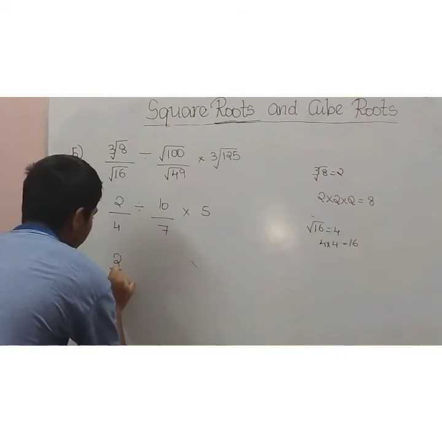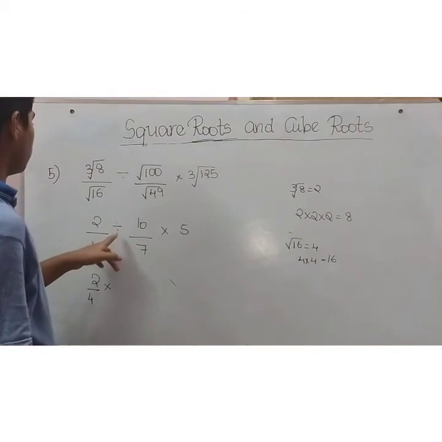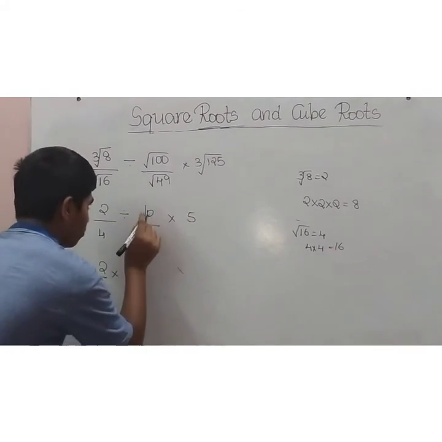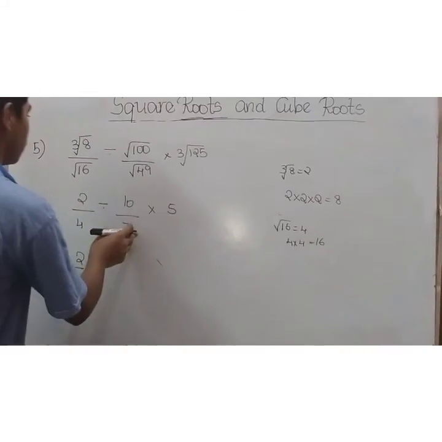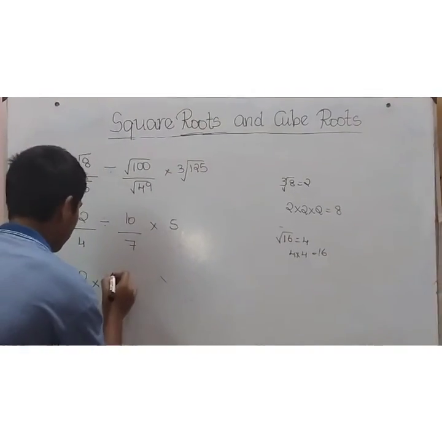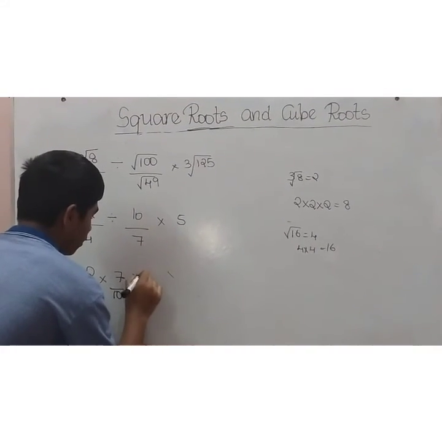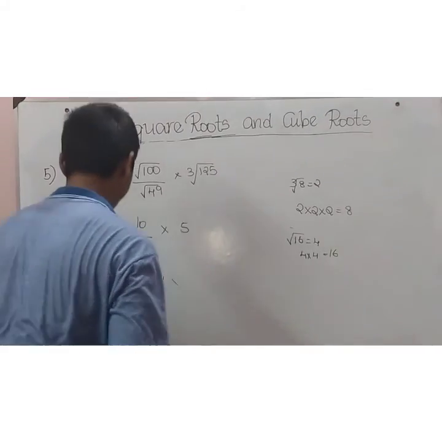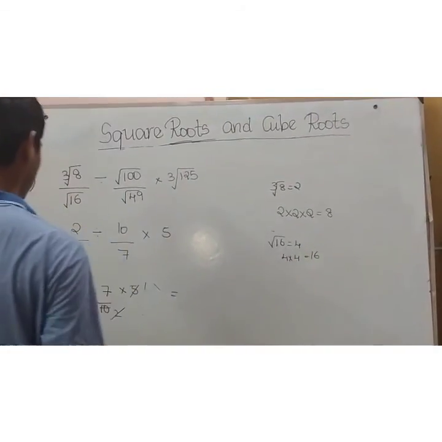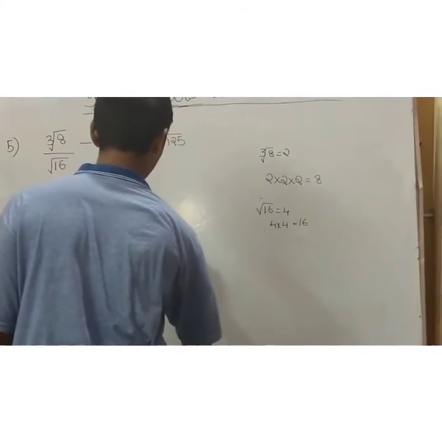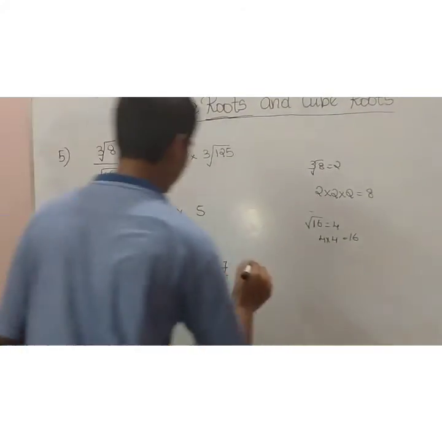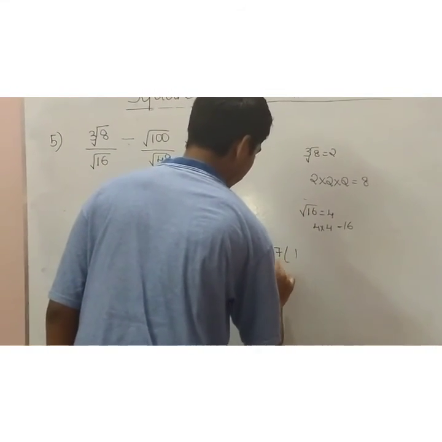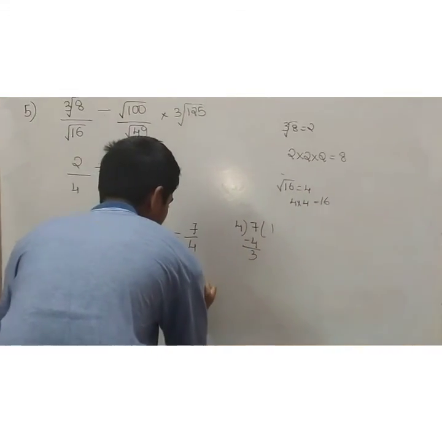Now 2 by 4, and division means we convert into multiplication and take the reciprocal. 10 by 7: what is the reciprocal of 10 by 7? It is 7 by 10 into 5. 5 ones are 5, 5 twos are 10, 2 will be cancelled. The answer is 7 by 4. 7 by 4 is also written as a mixed fraction, that is 1 3 by 4.